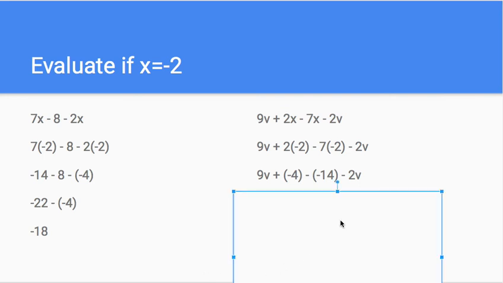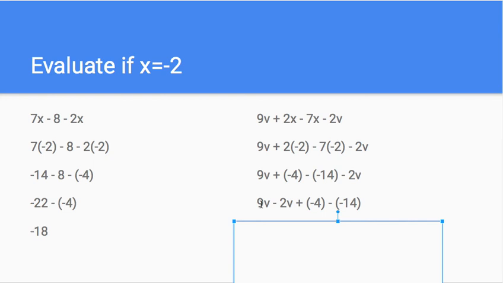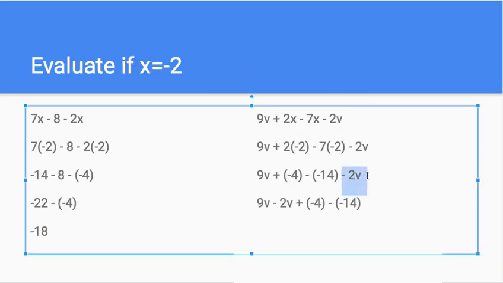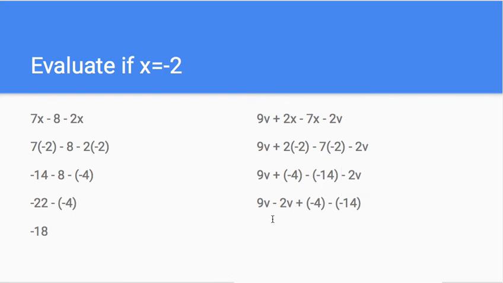Now I'm going to rearrange it so my like terms are together. And again, I'm going to list the variables first. So 9v, and then it's minus 2v, because remember that the sign travels with the number. So 9v minus 2v plus negative 4 minus negative 14. 9v minus 2v is 7v. Negative 4 minus negative 14 becomes plus positive 14. Negative 4 plus positive 14 is positive 10, so 7v plus 10.